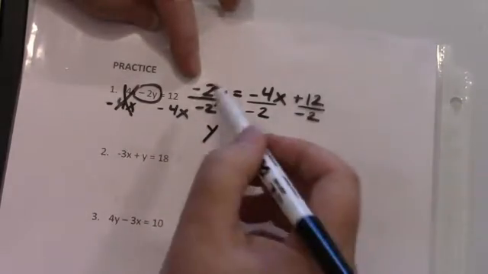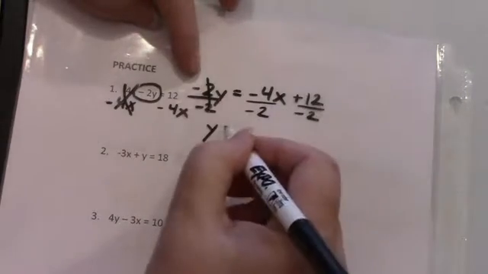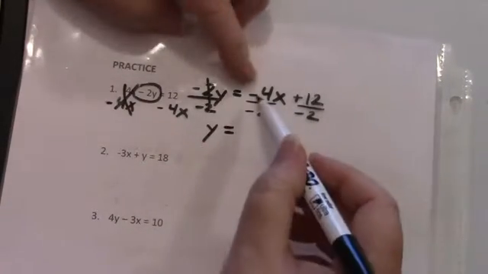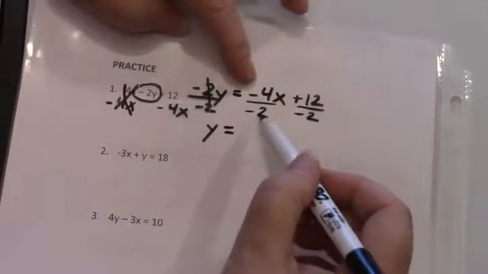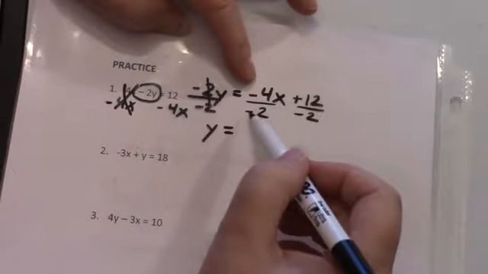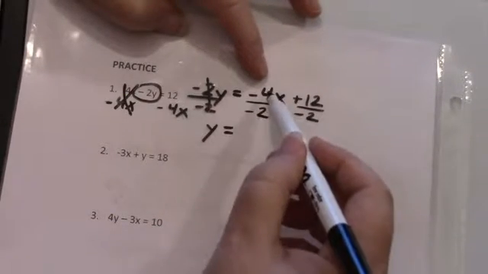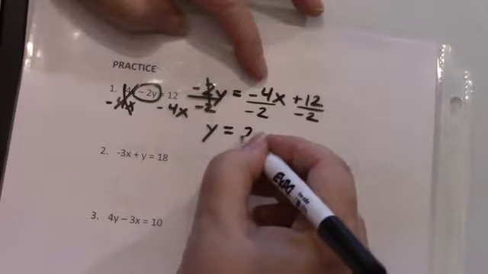That gives me my y. That's what I want to do. I want to eliminate that, so I'm left with y. Negative 4 divided by negative 2. A negative divided by a negative gives me a positive, and 4 divided by 2 gives me 2.